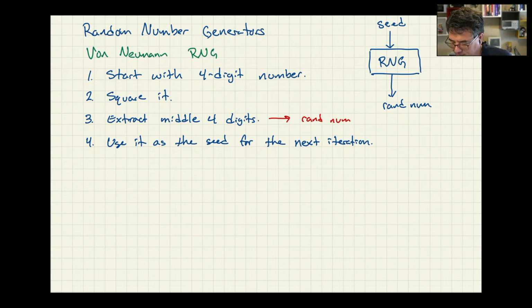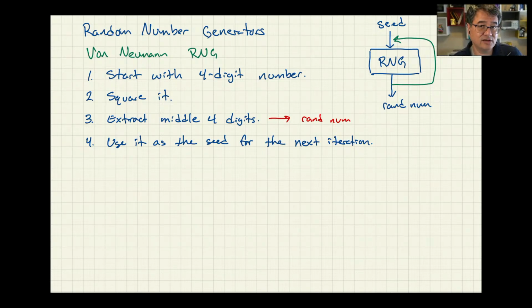Then that number that came out of the random number generator is cycled back in as the seed to the next iteration. The initial seed is used to kick off this calculation, and then the subsequent numbers that are produced are used as the seed for the next iteration. So every random number that gets generated was itself generated from the previous random number.